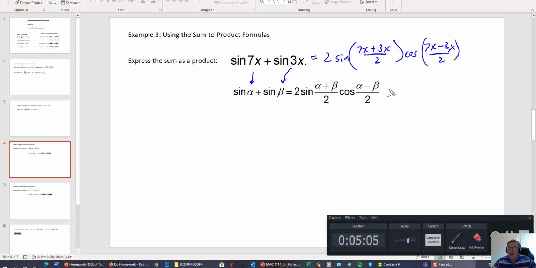So this will give us a final answer on this one of 2 times the sine of, 10x over 2 would be 5x, times the cosine of, 4x over 2 would be 2x. So we can go from sum to product and product to sum in this section, and we will show you with some angles how that will be affected as well.